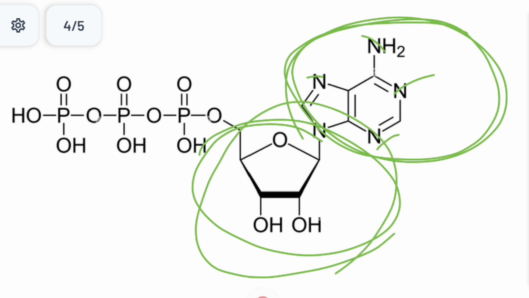We also have the three phosphate groups. Triphosphate means we have three phosphate groups attached to this molecule. You have 1, 2, 3. The capital P here in the structure stands for the phosphate.